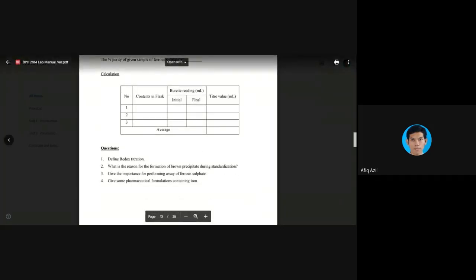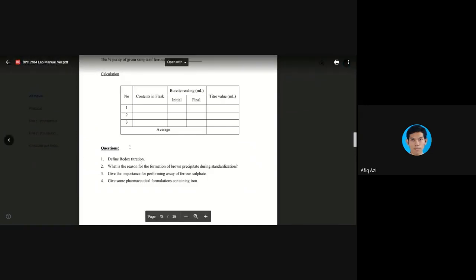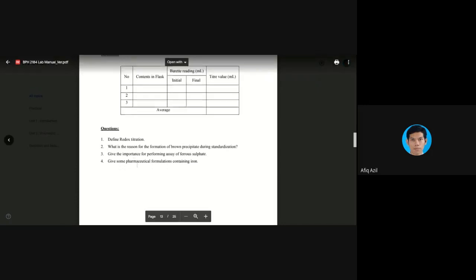There are some questions for this experiment as well, so you can answer them together.